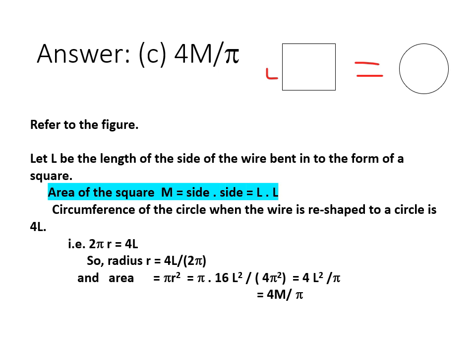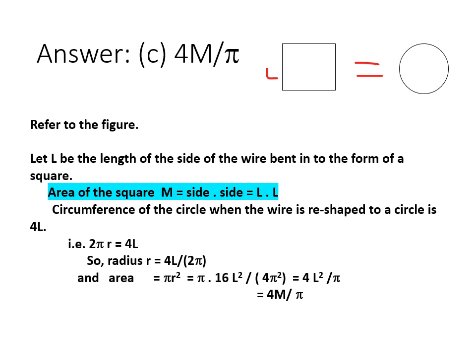Look at the reference diagram. Let us take L as the side of the square. Then the total length of the wire is equal to 4L. Then the area of the square M is equal to L dot L, that is L square.